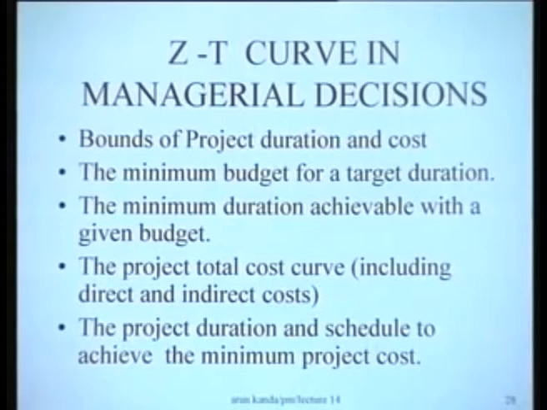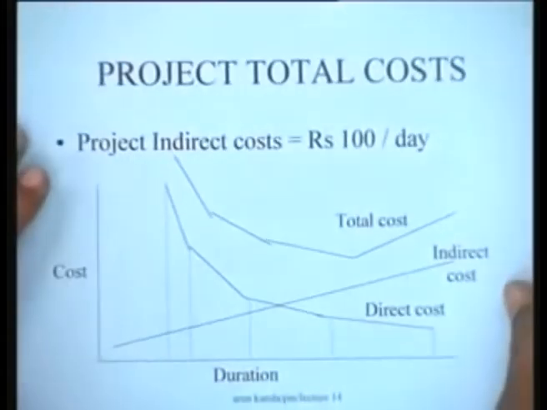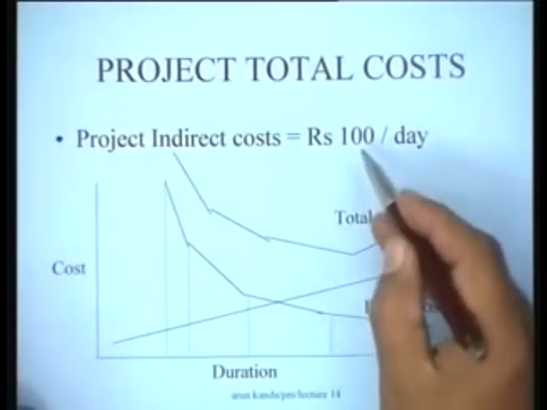Now to continue the example, let's suppose that the project indirect costs for the example that we were talking about are 100 rupees a day.